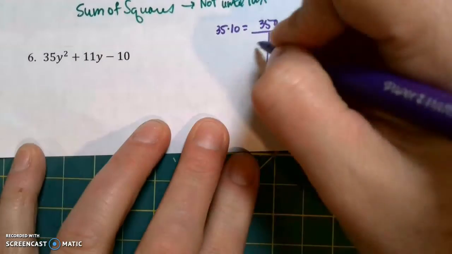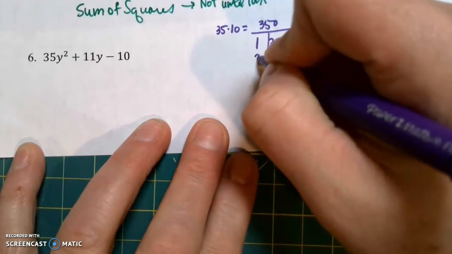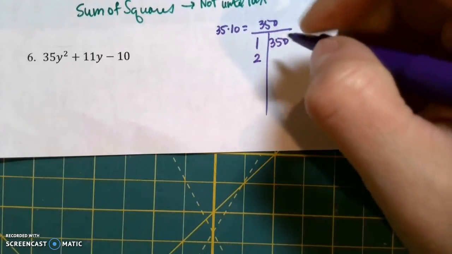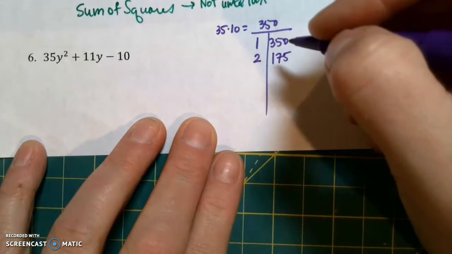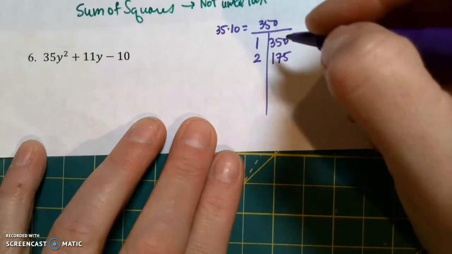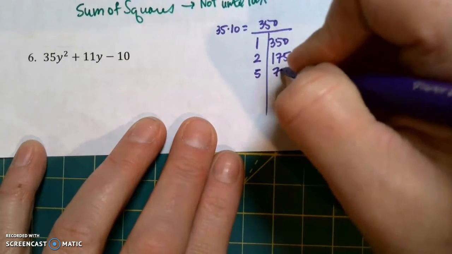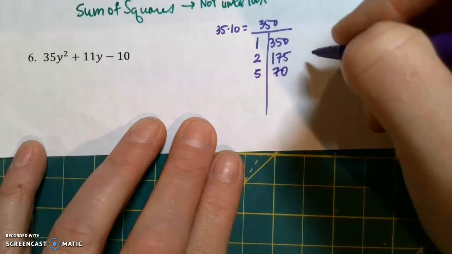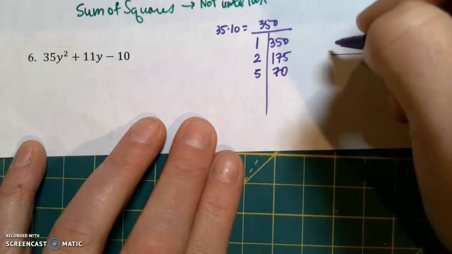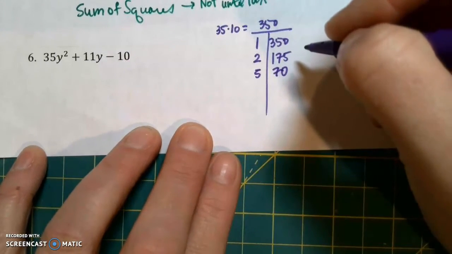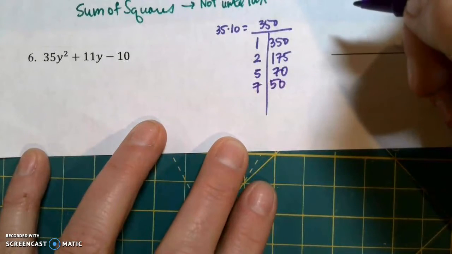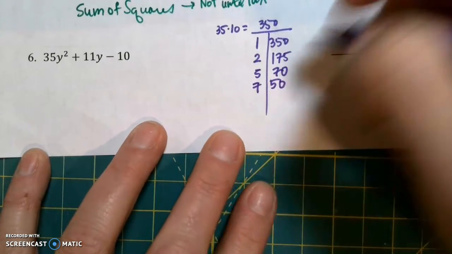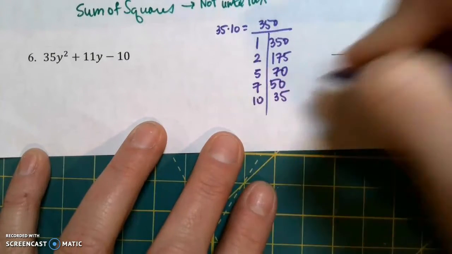So 1 and 350. 2 and 175. 3 does not work. 4 does not work. 5 and 70. 6 doesn't work. 7 and 50. 8 doesn't work. 9 doesn't work. 10 and 35.